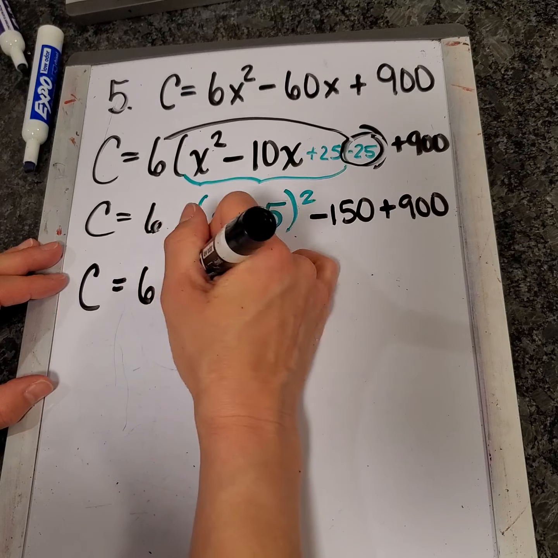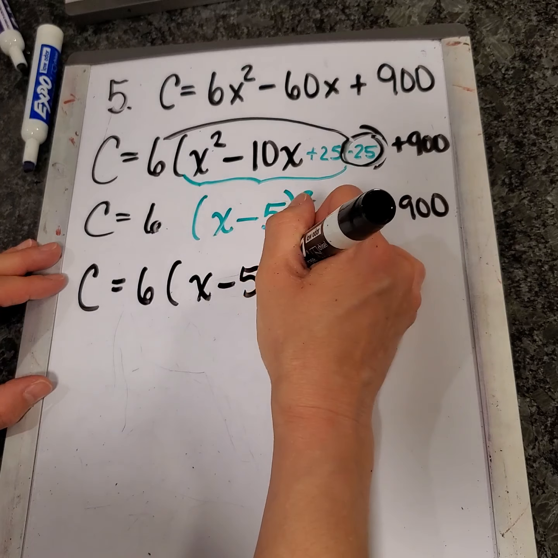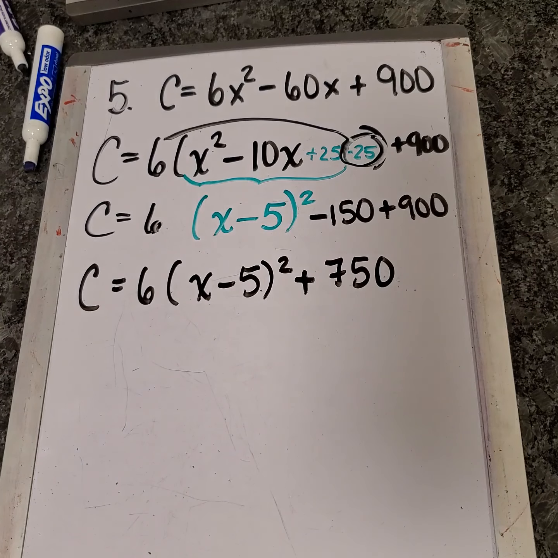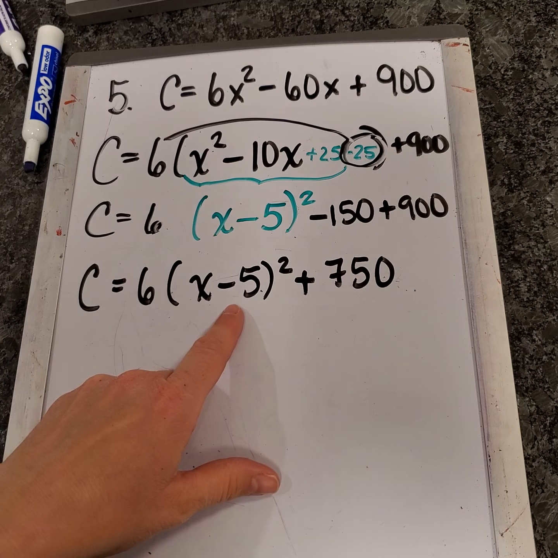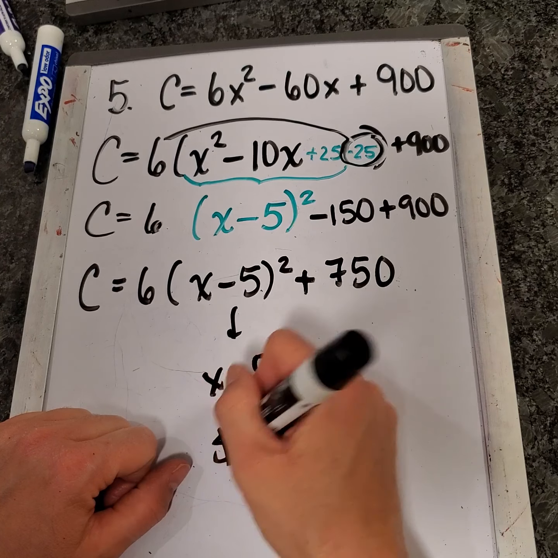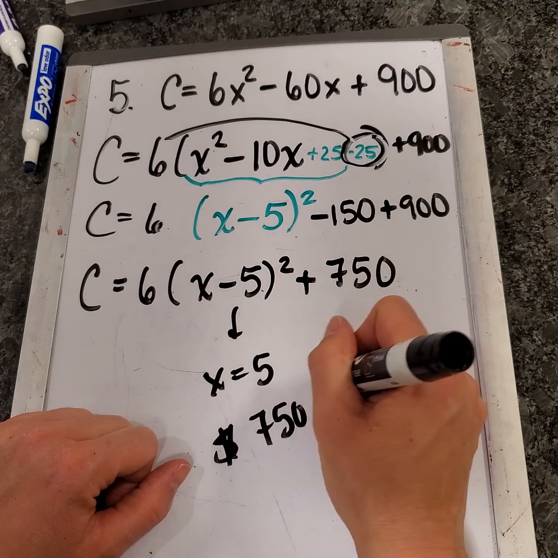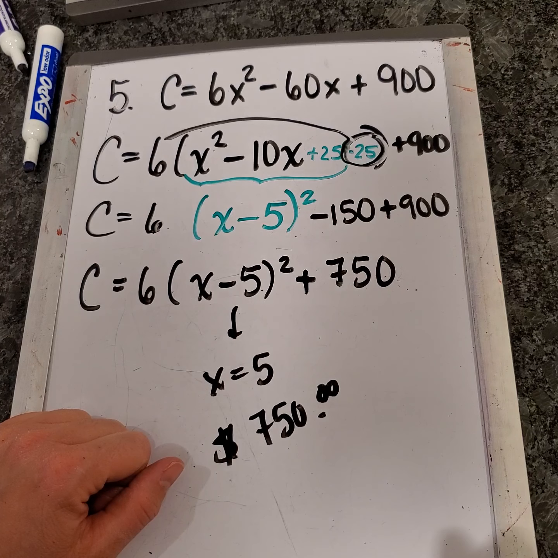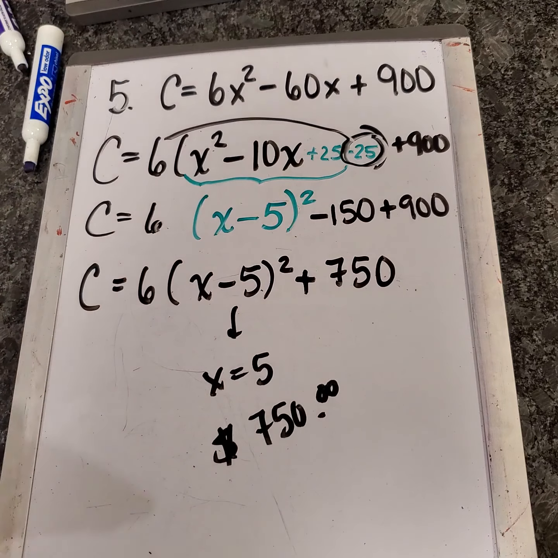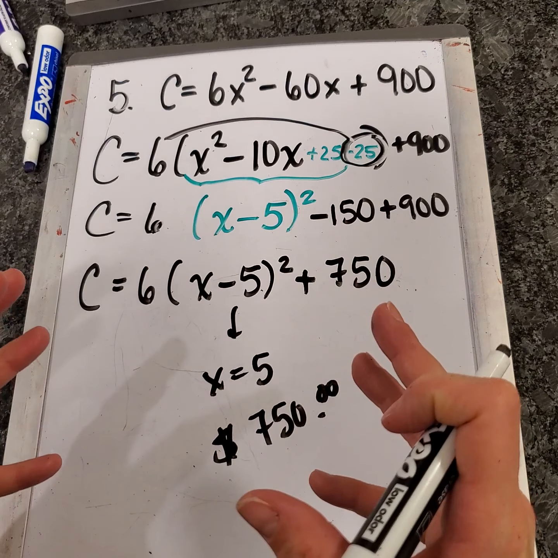Last step, collect like terms. Okay? Why did I do this? Because now I know if I hire 5 landscapers, I can minimize my cost to $750. Okay? A minute ago, I didn't have that information. When I convert to vertex form, I get all the good stuff.